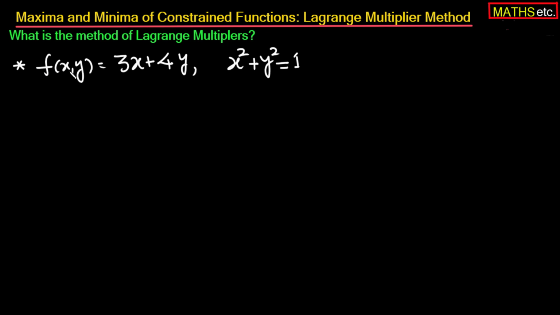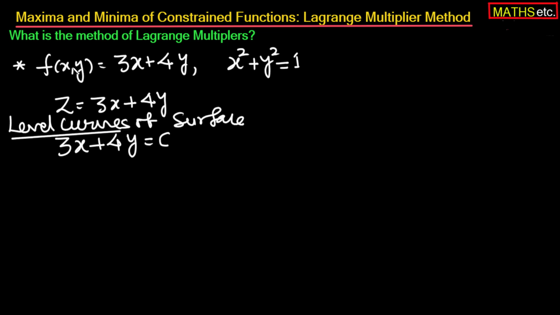The geometrical meaning of this function is a surface, which is the plane z = 3x + 4y, and its level curves are the curves of projection of this plane in the xy plane. So they are given by the equation 3x + 4y = c. Geometrically the function is a surface, and these are the level curves of the given surface. Now what are these level curves? For different values of c, they are simply a set of parallel straight lines, a family of straight lines.